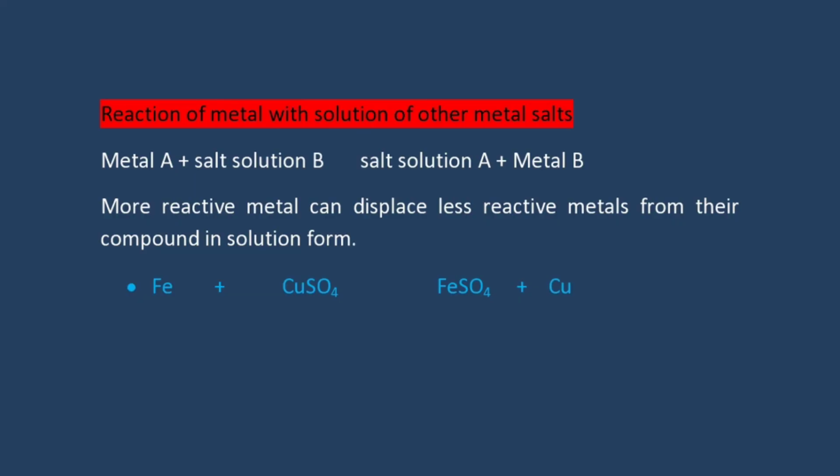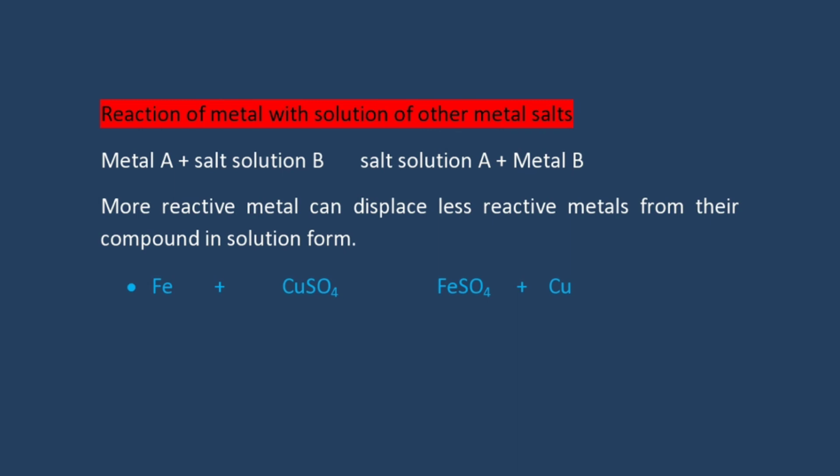The next one is the reaction of metal with solutions of other metal salts. Let's take a general chemical formula: metal A reacts with the salt solution of B to produce the salt solution of A plus metal B. This chemical reaction can also be called a displacement reaction. Here, displacement of the metal takes place from that salt solution.